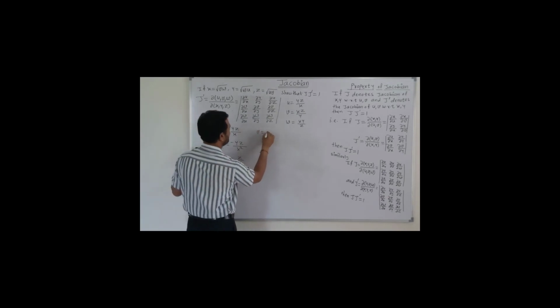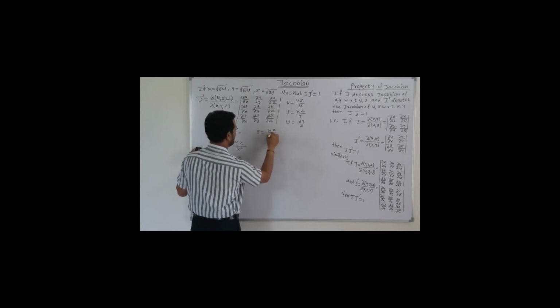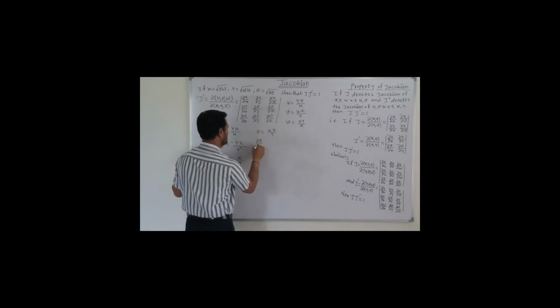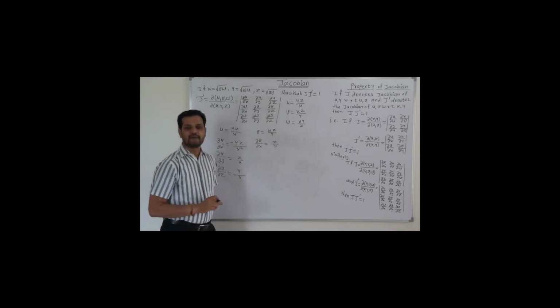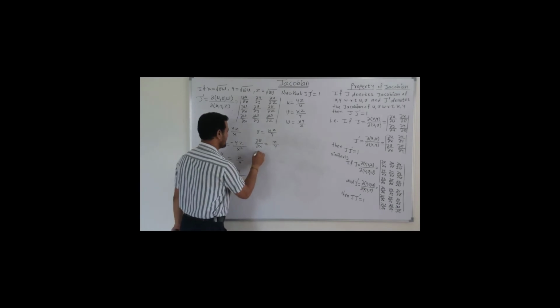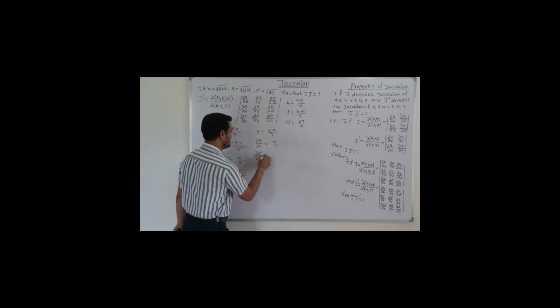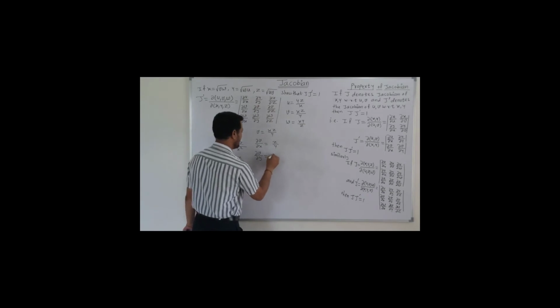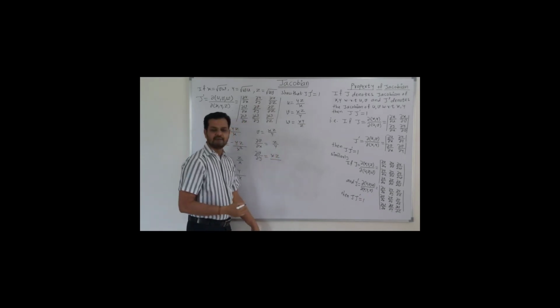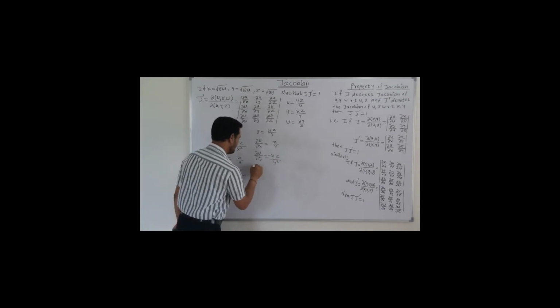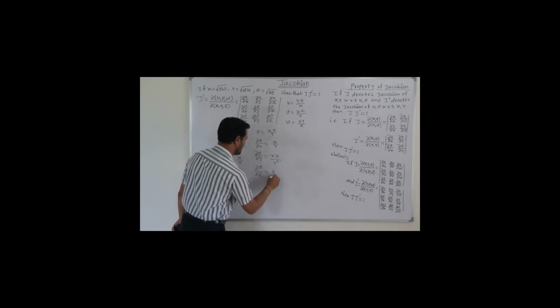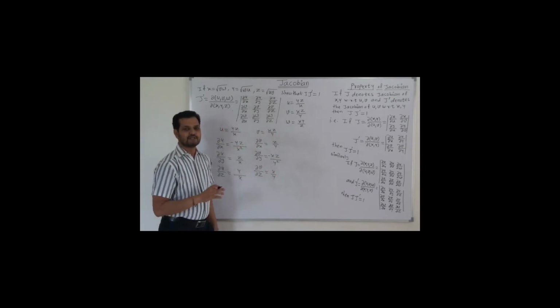Similarly, here the value of v is given by xz upon y. Take the partial derivative of v with respect to x. So here y and z are constant, derivative of x with respect to x is 1. So take the partial derivative of v with respect to y. So x and z are constant, then derivative of 1 upon y is minus 1 upon y square. Similarly, partial derivative of v with respect to z is, so x and y are constant, derivative of z with respect to z is 1.